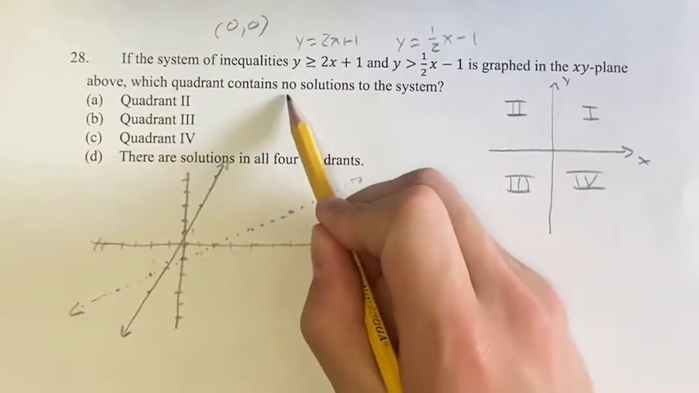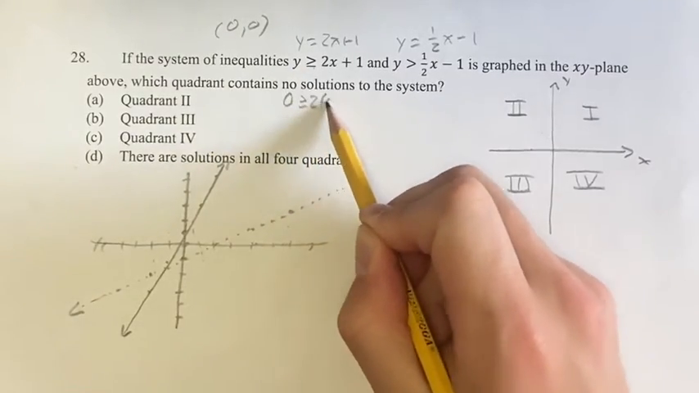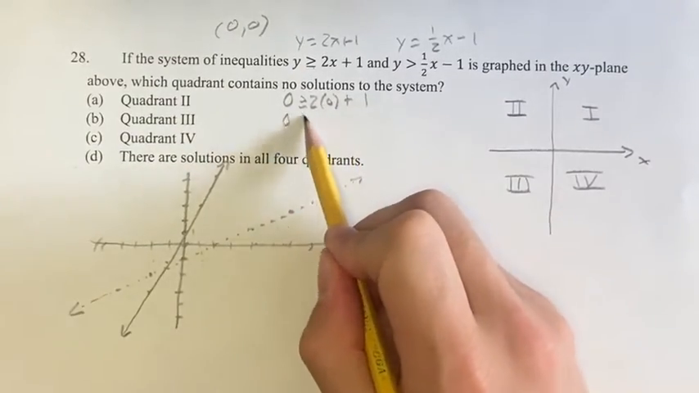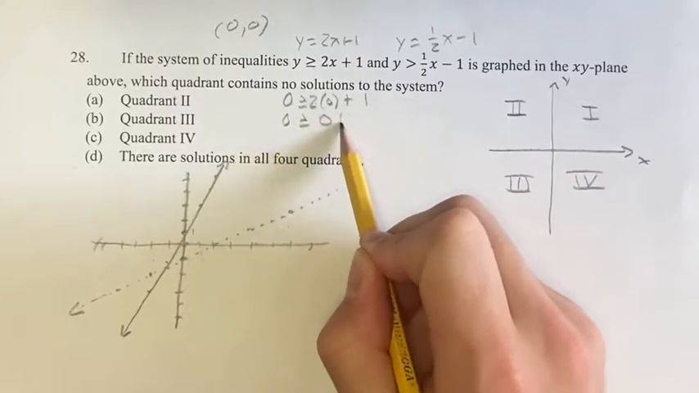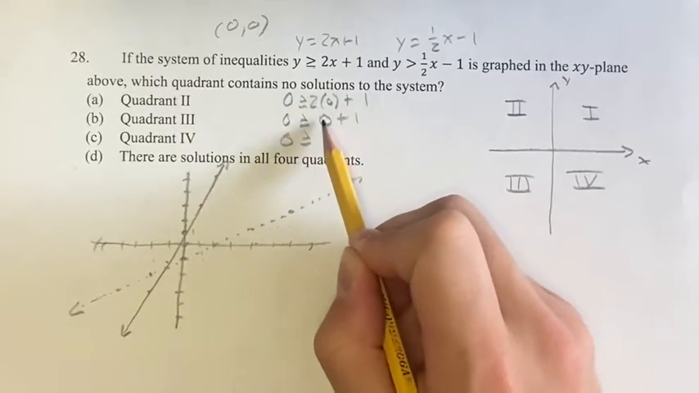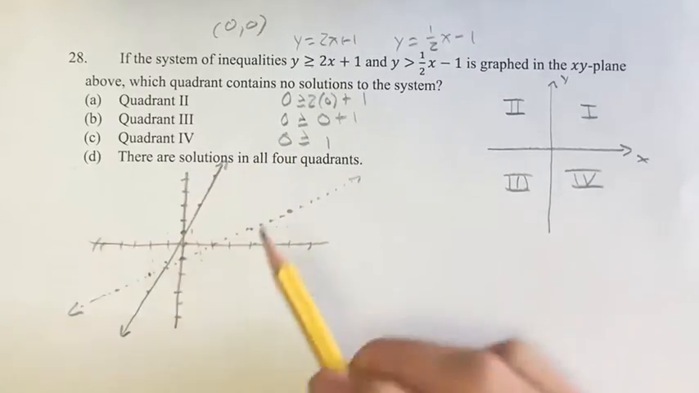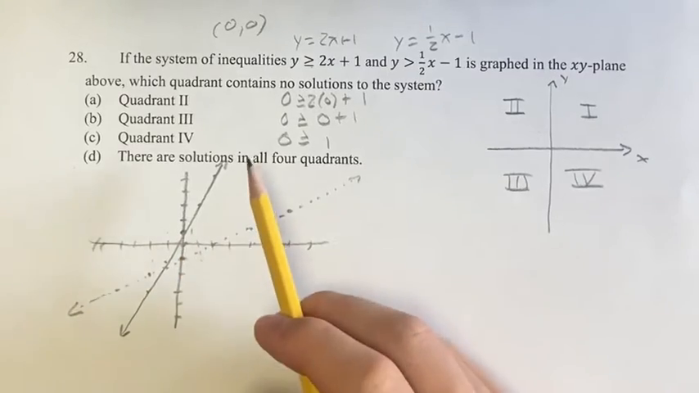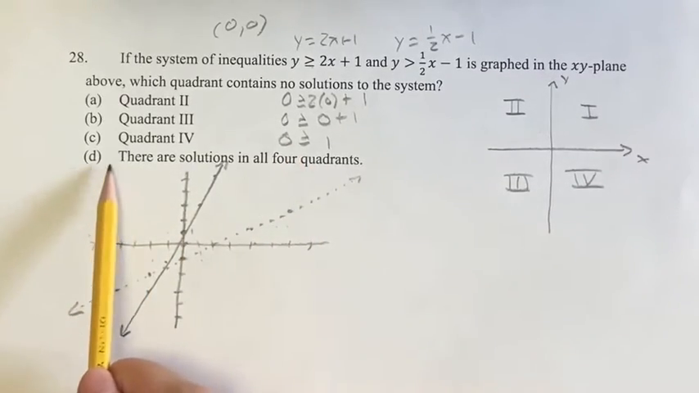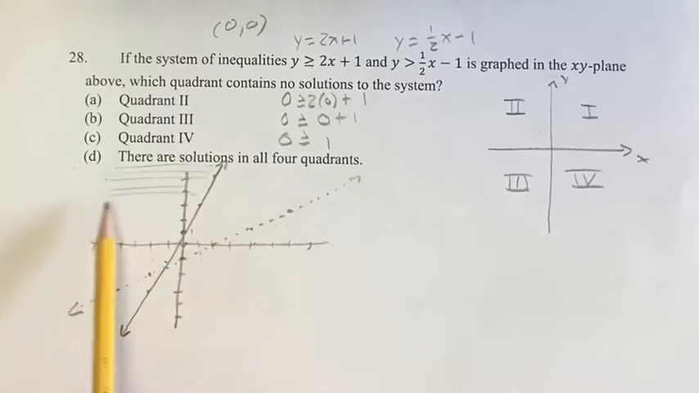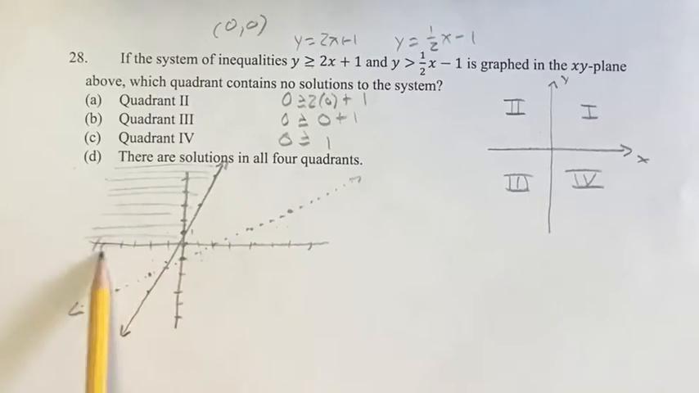So for this inequality, we have 0 is greater than or equal to 2 times 0 plus 1. 2 times 0 is 0, plus 1 is 1. Is 0 greater than or equal to 1? No, it's not. So for this line, the origin is not a solution, so therefore the other side is the solution. Just shade it in lightly like that.